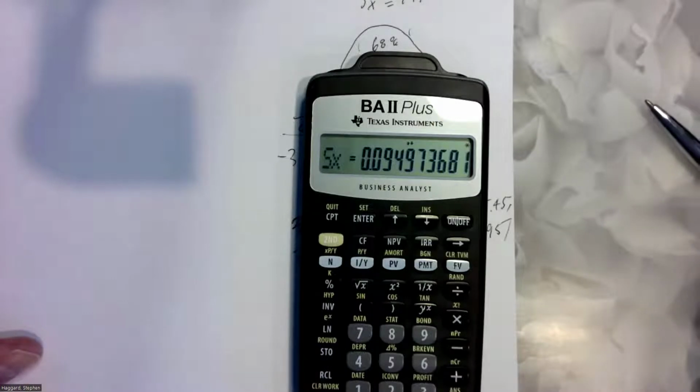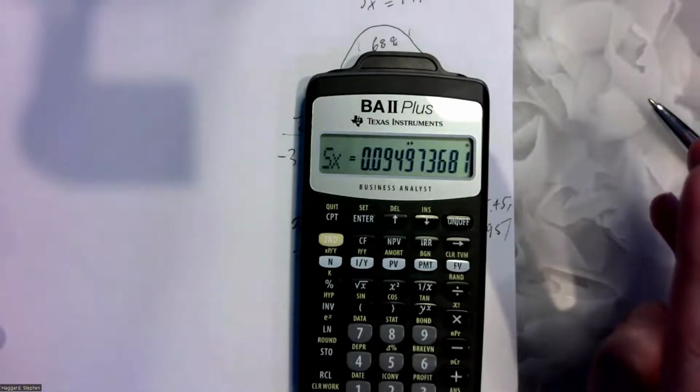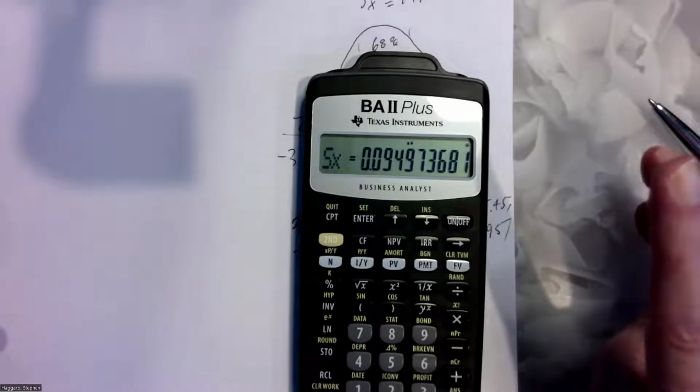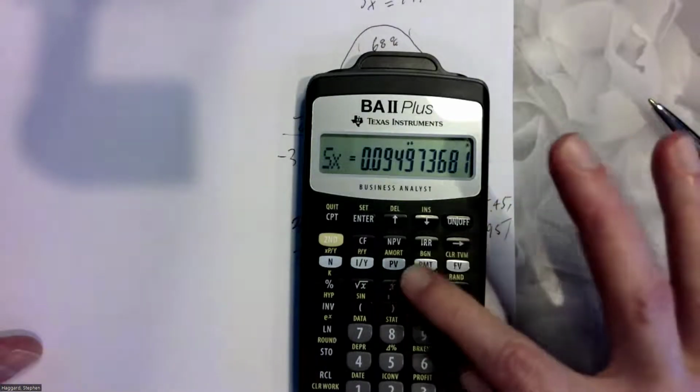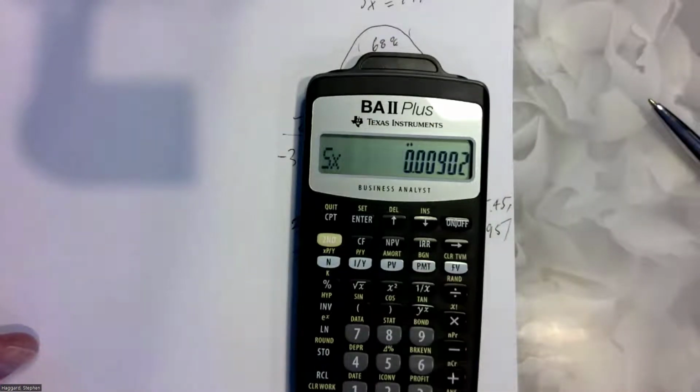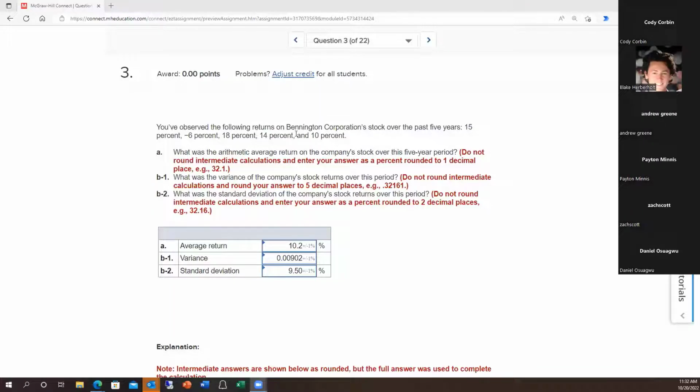Now, can anyone tell me how I could get variance using this number? Square it. Square it. And that gives us 0.00902, which is the same as the answer on the problem. So the trick to that one is to just make sure you put these in as decimal. Anytime they're asking you to calculate the variance, work in decimals, not percentages. Does that make sense? Yes. Okay. Now, are there any other questions on chapter 10?